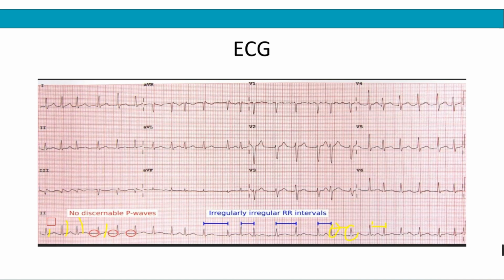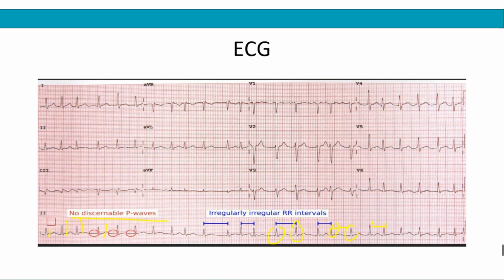So what are the key findings in this ECG? The key finding is that when you look at these QRS complexes, they are narrow and the shapes are normal. It's just that the frequency at which they are occurring is not regular. So you can say that the findings are an irregular rhythm. You have no discernible P waves. We can't really see the P waves.